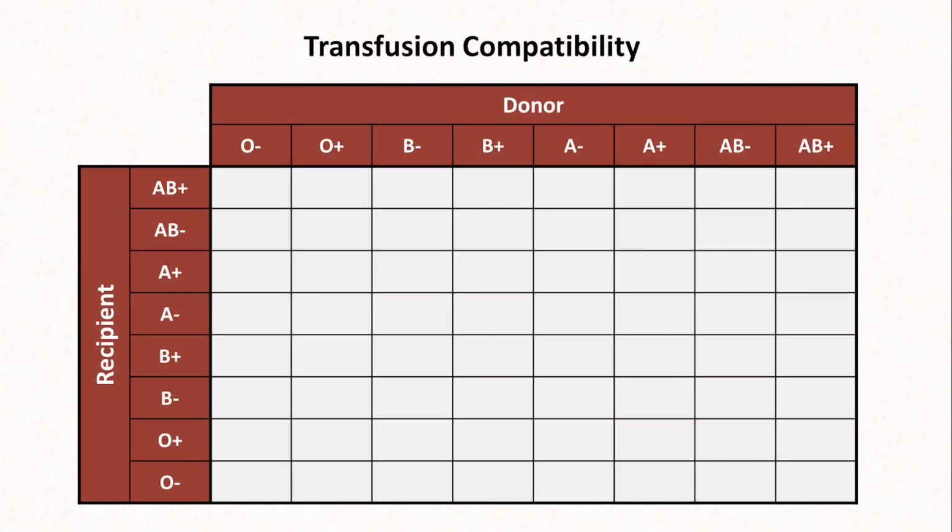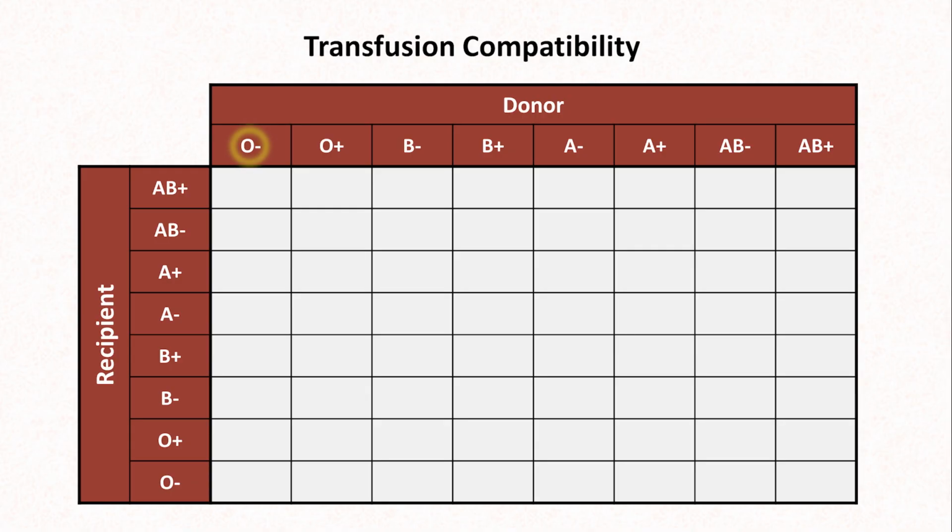So now that I've discussed the ABO and Rh systems, you should be able to predict the transfusion compatibility between blood donors and recipients. As with the ABO inheritance chart, I won't go through this whole chart either, but let's just look at a few examples.